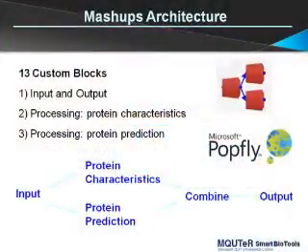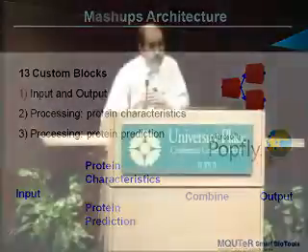So the architecture of this slide, of the mashups, is really pretty straightforward, although you may have some trouble seeing that on the screen there with the arrows between them. But you produce 13 custom blocks, a couple of input and output blocks, and then a whole bunch of blocks for processing protein characteristics and for processing protein prediction. So these are actually available on the PopFly site, where she's got a series of example mashups. This is linked from our site, and of course descriptions of each of the blocks that she's used. So this is just a seed exploration in what can be done using mashups for protein analysis.